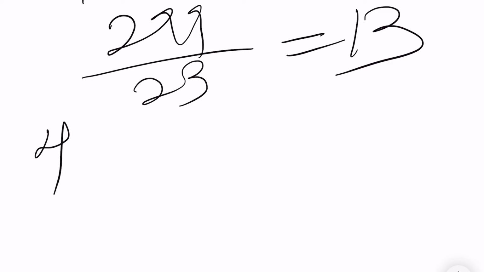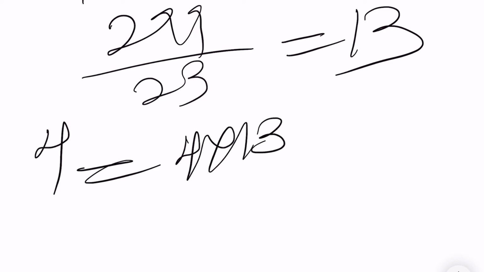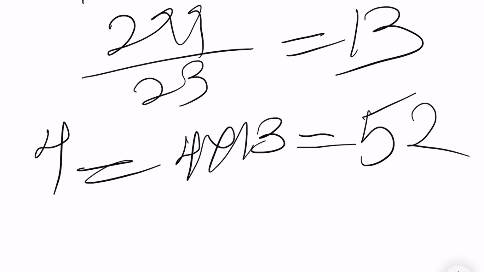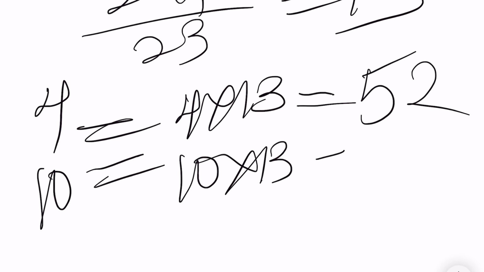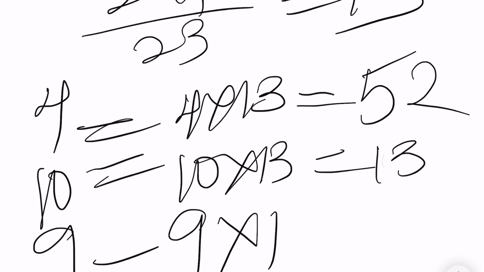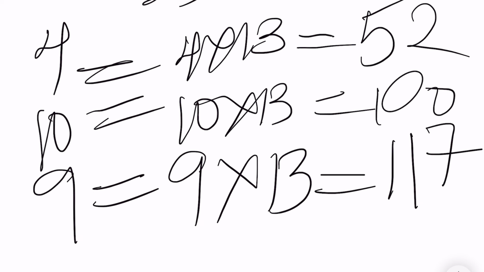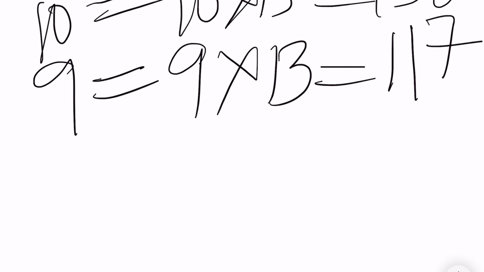So at 4, we have 4 times 13 to be 52. At 10, we have 10 times 13 to be 130. And at 9, we have 9 times 13 to be equal to 117. So adding this together, we see that we have 299.